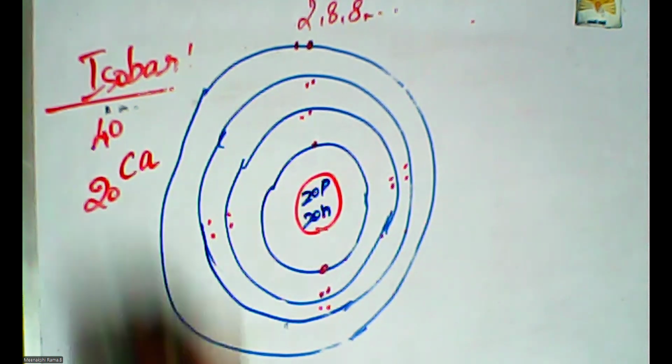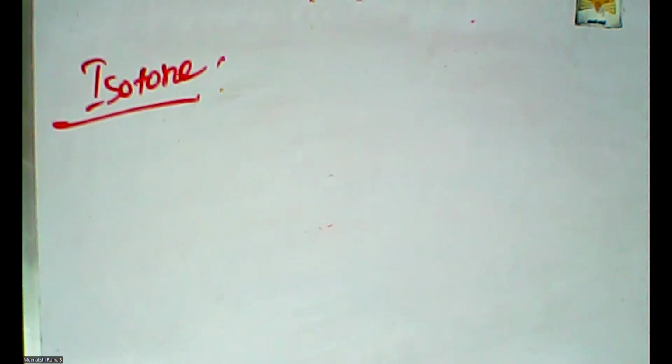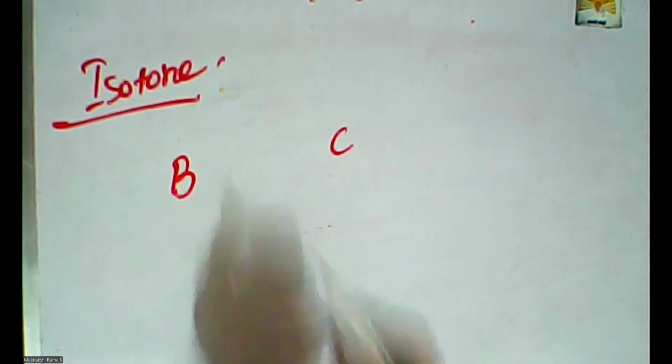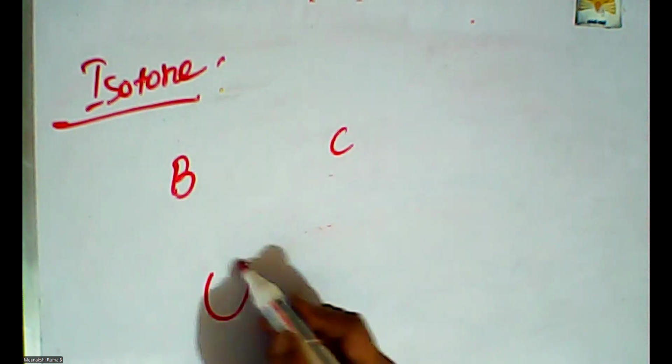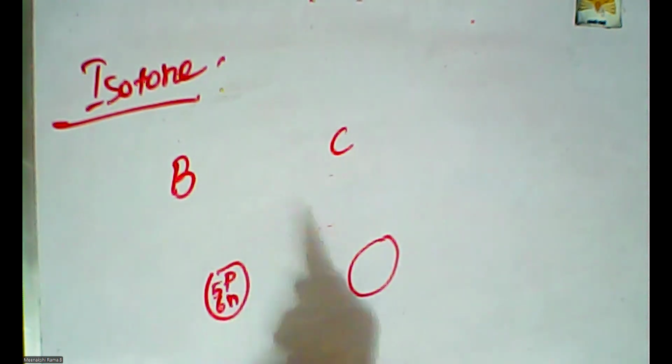Okay. And next one is isotone. Isotope, isobar, and then isotone. What is isotone? For the above example, boron and carbon are examples of isotones. These two contain 5 protons, and 6 neutrons.